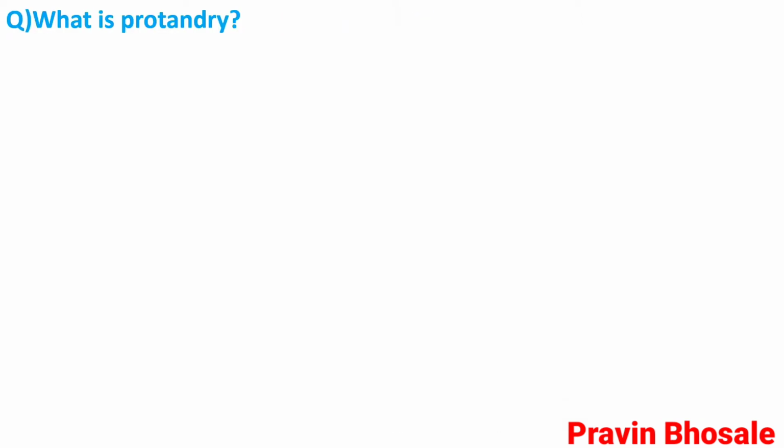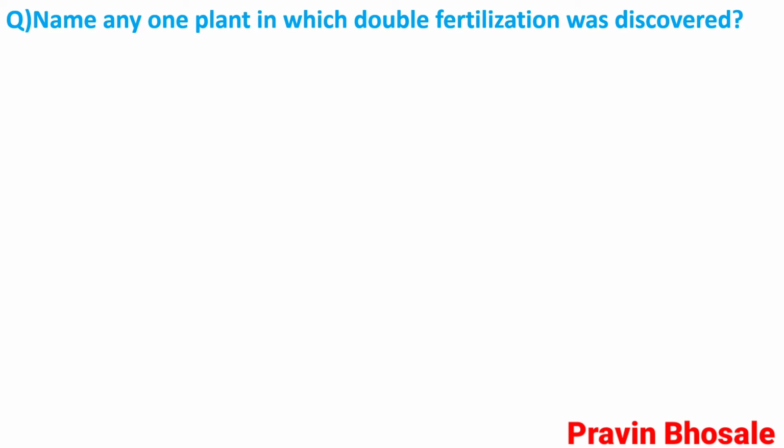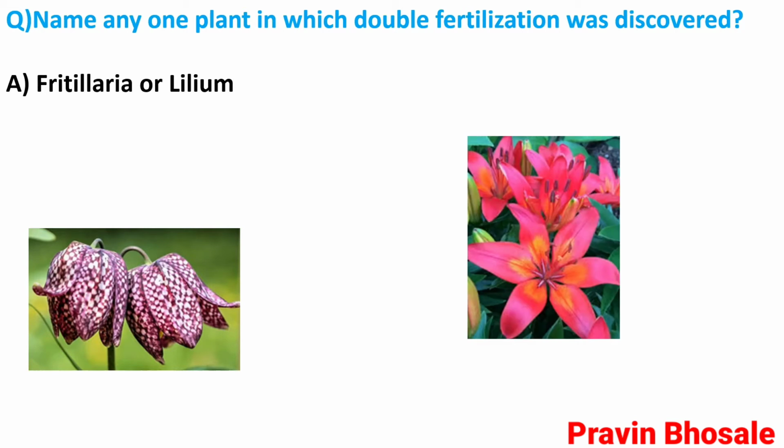What is protandry? Condition where androecium matures earlier than the gynoecium. Name any one plant in which double fertilization was discovered. Answer is Fritillaria or Lilium. So this is Fritillaria, this is Lilium.